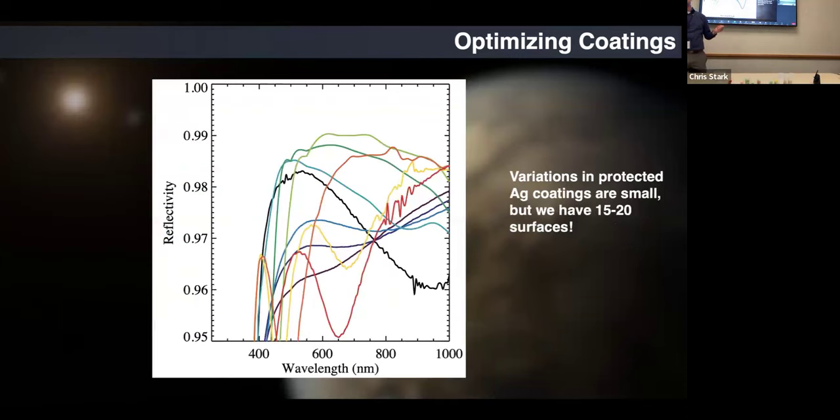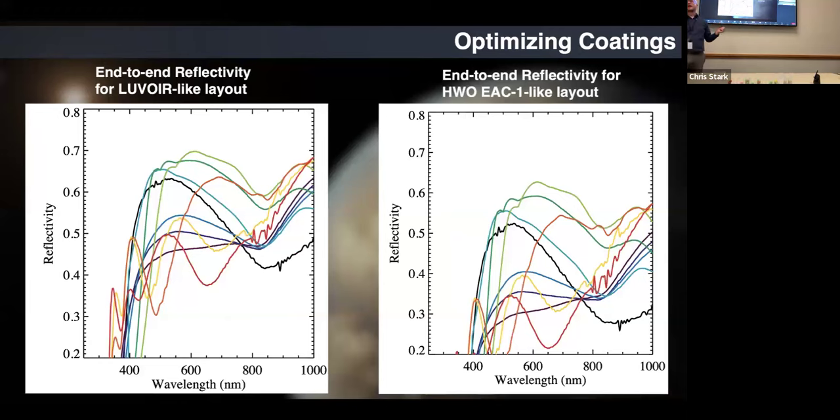So then you start looking at the protected silver curves. Here's a bunch of different flavors of protected silver. If you look at the y-axis, they only vary by 1% or 2, but there could be 15, 20, 25 protected silver coatings, right, in your coronagraph. And so when you compile those end to end, you can end up with very large changes. We could potentially double the throughput at 1 micron by switching coatings. So this is a really interesting trade. You can see you're kind of trading off end-to-end reflectivity for maybe spectral coverage. So it's an interesting trade.